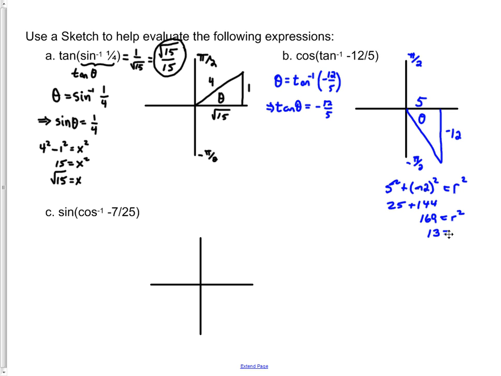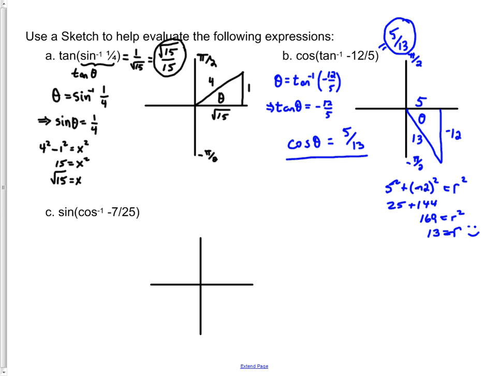And that's good for us, because now we can work this out. If this is 13, then we're taking the cosine of that angle theta, and the cosine of that angle theta happens to be 5 over 13, adjacent over hypotenuse. So the cosine of the inverse tangent of negative 12/5 is 5/13, and that's the value we're looking for here.